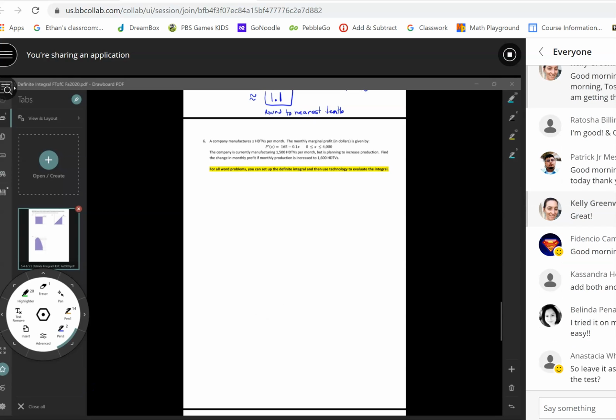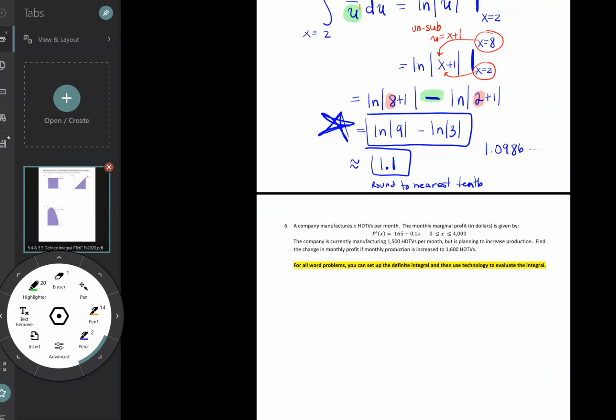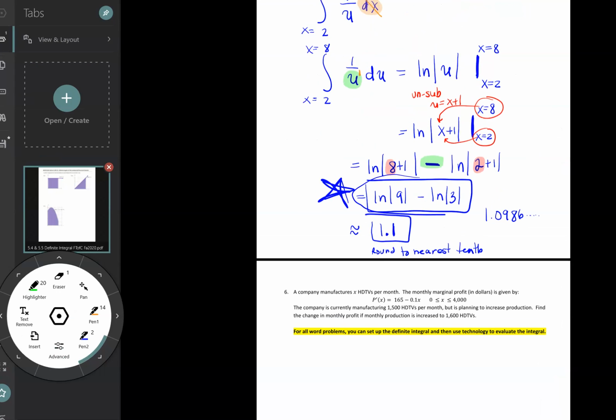Yes, Anastasia, I would just leave it like this on the test. I won't ask you to round or anything, just leave it there. But if you do go a step further, I'll count it right. And if you do round it, I'll count it right. But yeah, I would leave it starred.